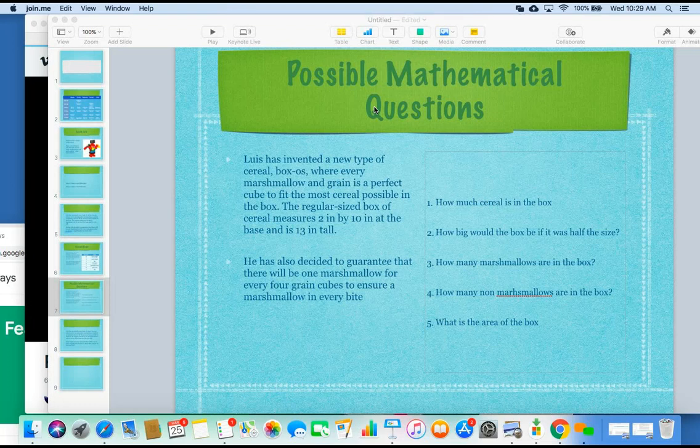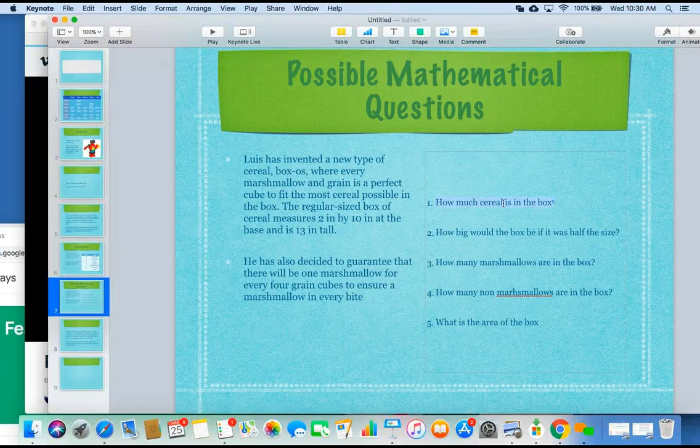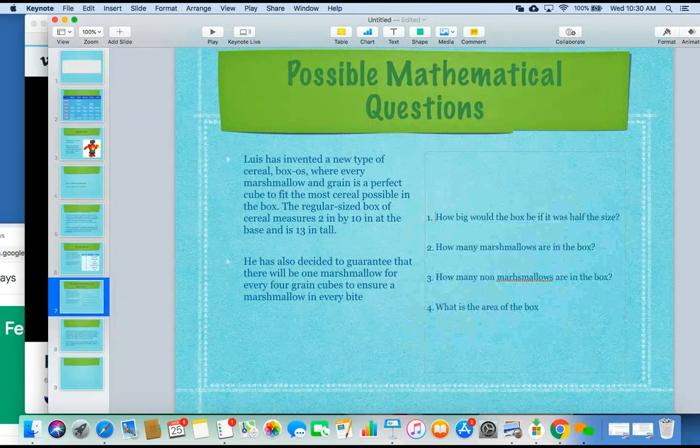But without having the actual cereal in the box, it's going to be really hard to know for sure how much cereal is in the box. So we know how much cereal should be in the box when we figure out the area. But I'm going to take away that question because we can't be positive without seeing it. So we want to remember our mathematical questions.